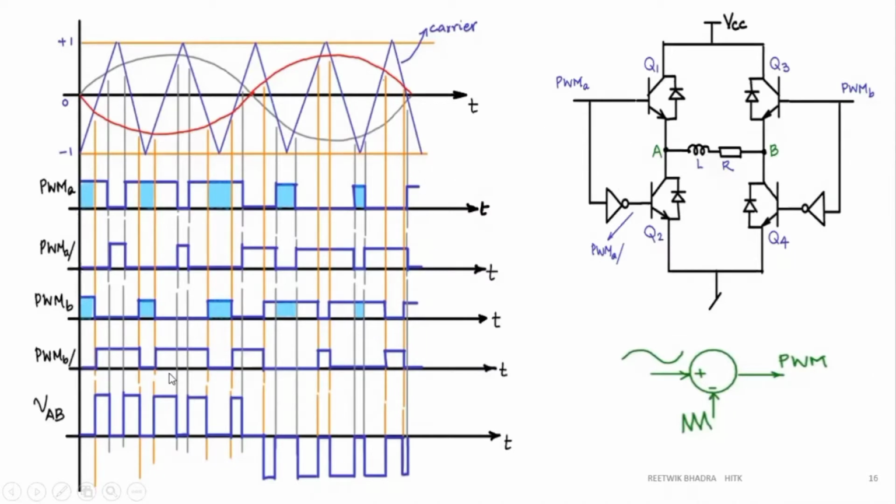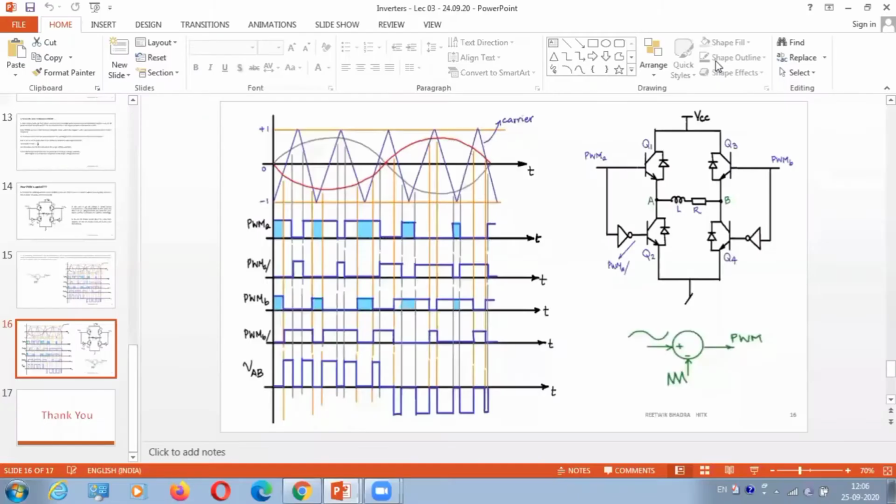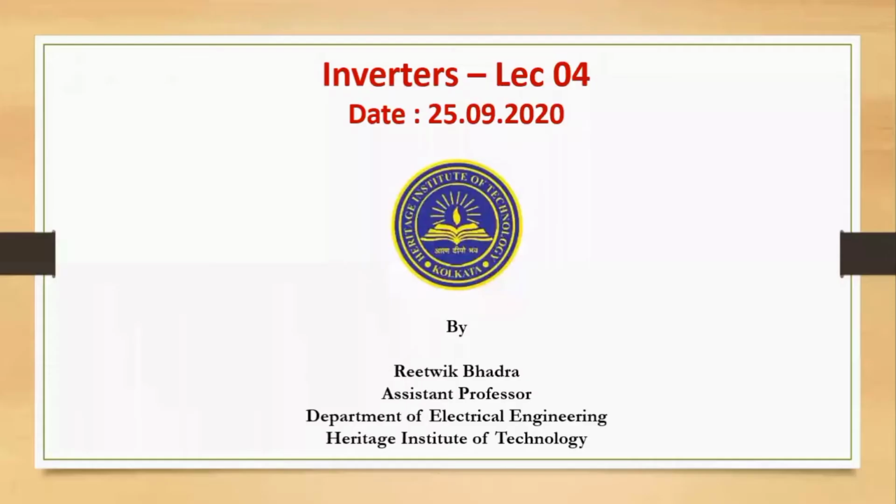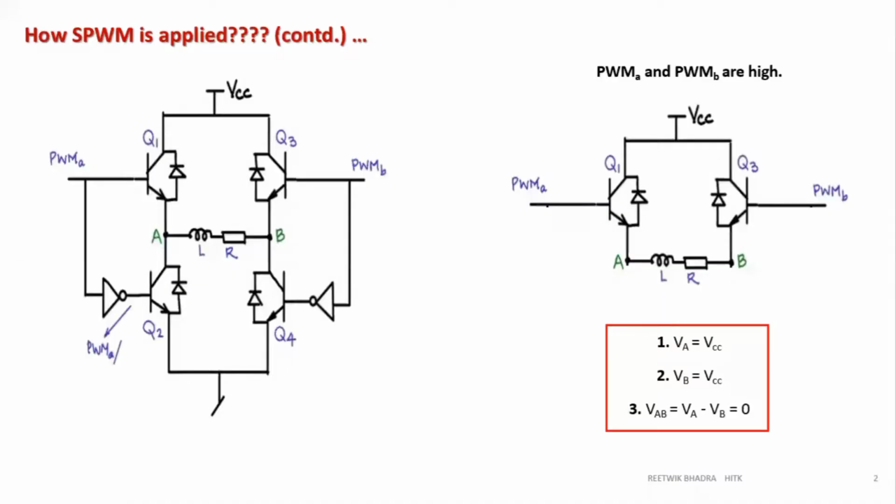Now today's discussion will be how we are drawing this VAB, and am I getting the VAB waveform to have a fundamental component of 50 Hz? That is my discussion today. So we'll study the operation of our inverter, how it is operated when SPWM is applied.